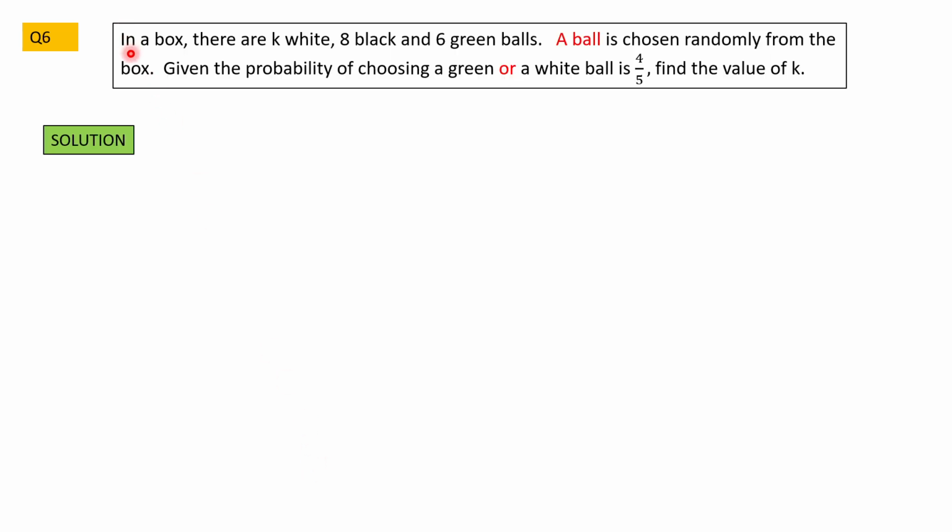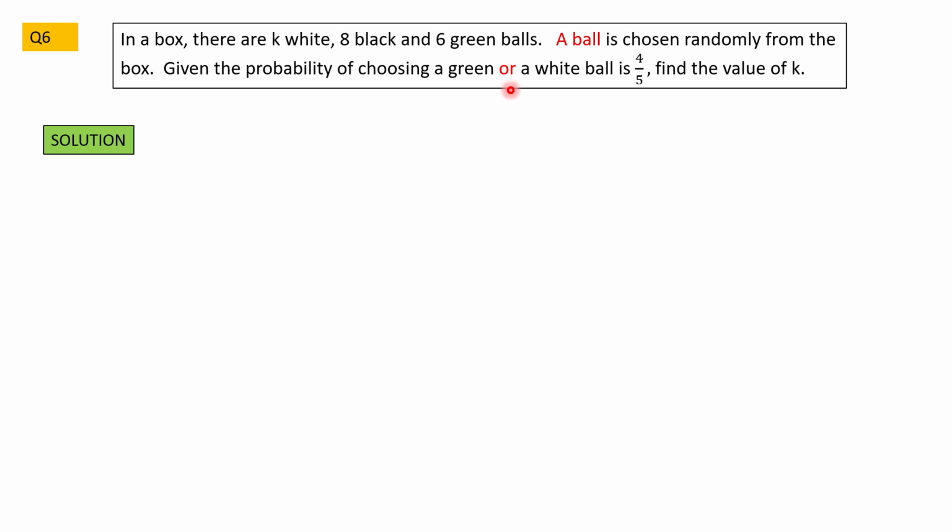Question 6. In a box, there are k white, 8 black and 6 green balls. A ball is chosen at random from the box. A ball, that means only one ball is being chosen. Given the probability of choosing a green or a white ball is 4 over 5. In the presence of or, remember it can be mutually exclusive event or non-mutually exclusive event. That means choosing a green ball and a white ball at the same time. Is it possible? You must think about it.